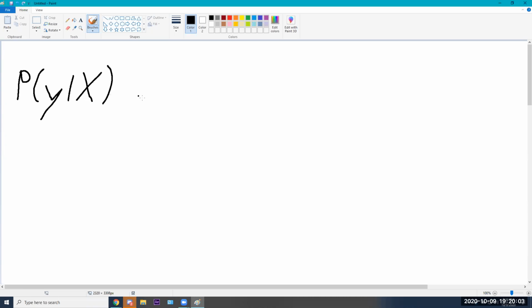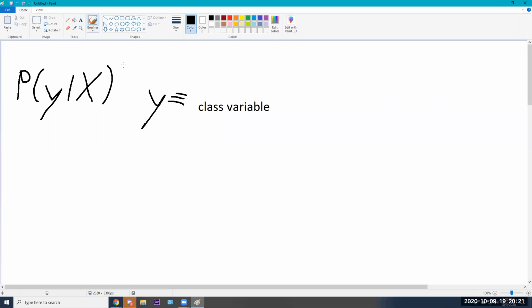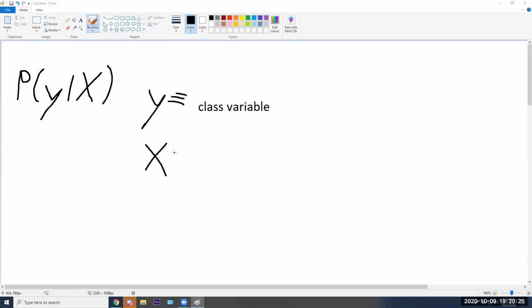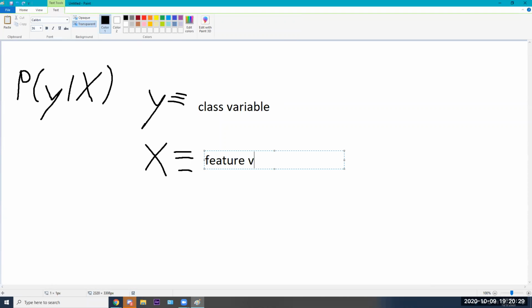And this is what we want to find, where y is equal to a, actually let me write this down, make this bigger also. Where y is a class variable and X is a feature vector.